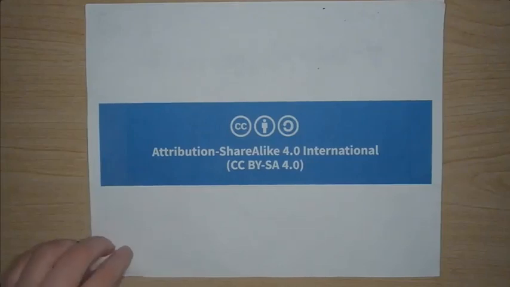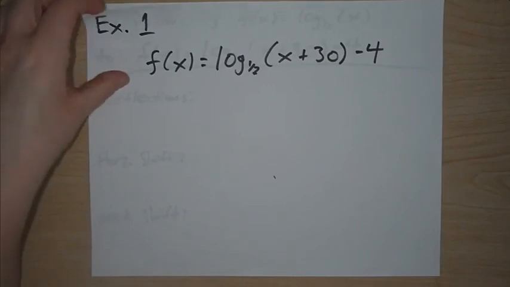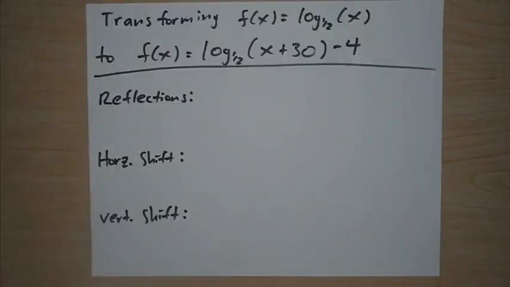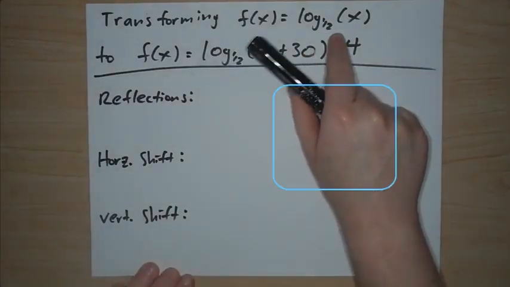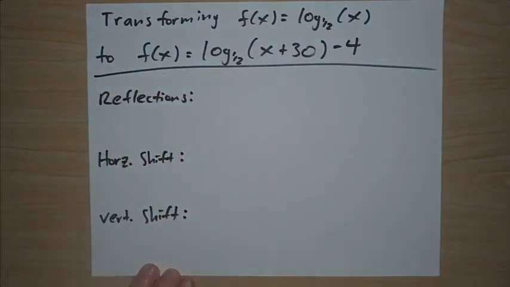Example 1 of the logarithmic functions lab, we have the following function, f of x equals log of 1/2 of x plus 30 minus 4. For part 1, we want to find out how we can transform the function of log of 1/2 of x to our function log 1/2 of x plus 30 minus 4. So we're going to look at reflections, we're going to look at horizontal shifts and vertical shifts.